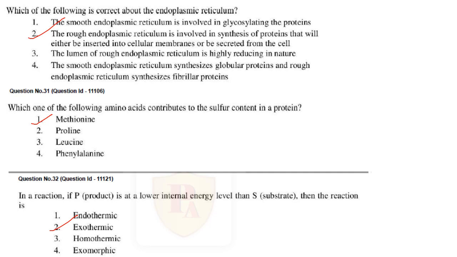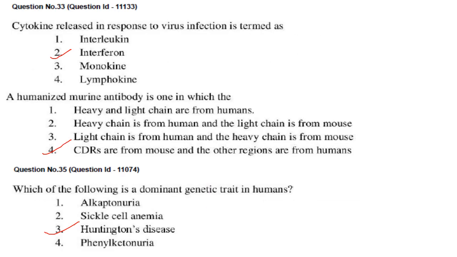In a reaction, if product P is at a lower internal energy level than substrate S, then the reaction is exothermic. Answer is option 2. Then, the cytokine released in response to viral infection is termed as? Cytokine released in response to viral infection is interferon. Answer is option 2.